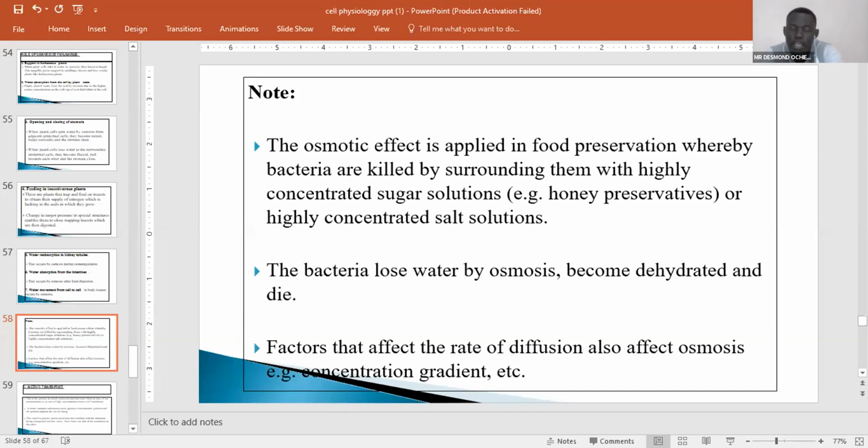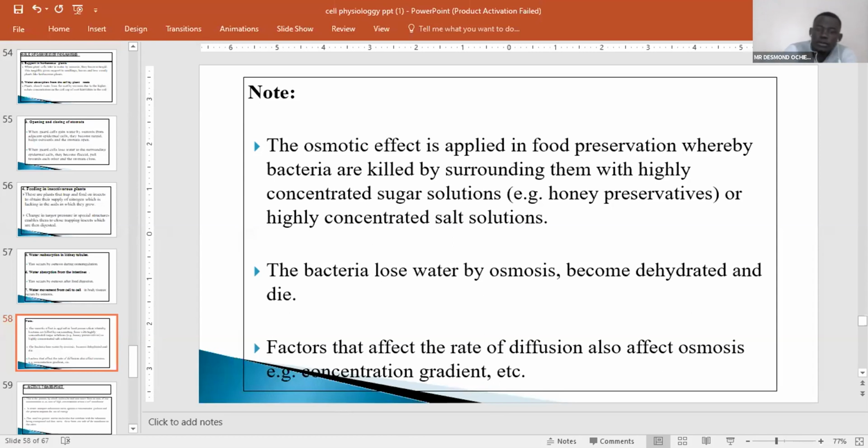So why do we say this? When a bacterium is surrounded by a high concentration of either sugar or salt, this makes the bacteria lose water by osmosis. They become dehydrated and then they die.